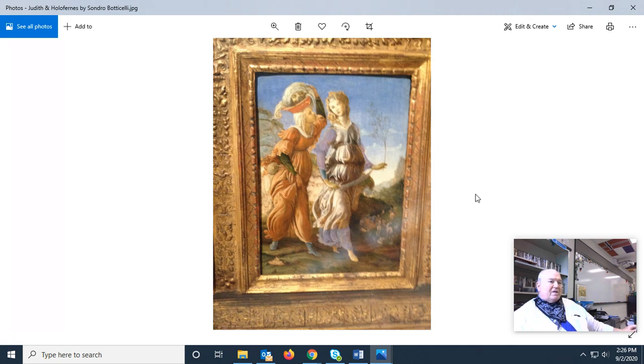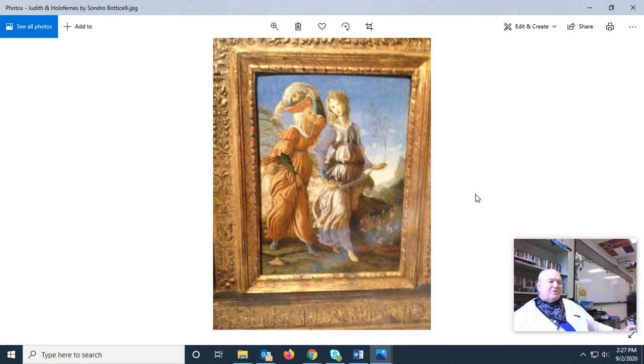I came to learn that, to me, the coolest thing about going to an art museum is that when you look at paintings or sculptures, you're not looking at a copy. You're looking at something that artist, that famous person, actually put his hands on. And so this painting, Judith and Holofernes, was actually touched by Sandro Botticelli.